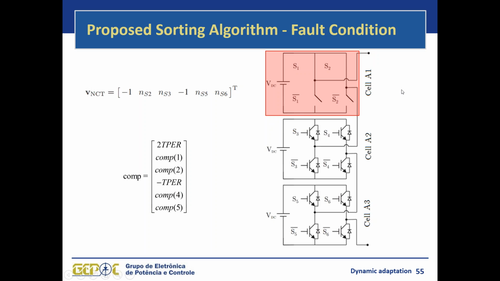For example, if cell A1 is bypassed, as we can see here in this figure, we assign those large values for the offsets, and we also force the number of commutations in this vector VNCT to be smaller than 0. This will make sure that we are not considering these switches in the analysis of the modulation implementation.